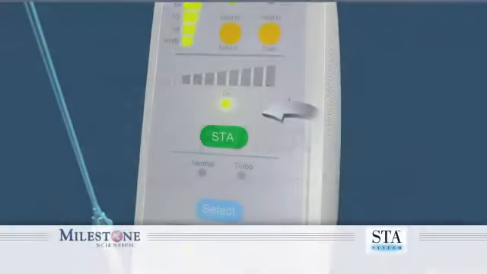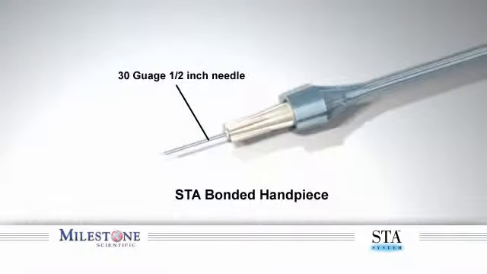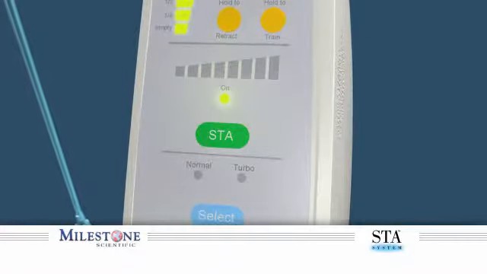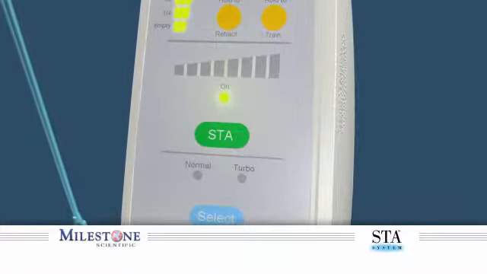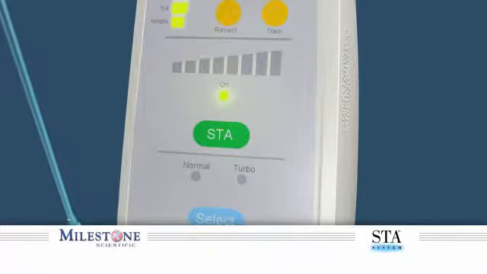Before you begin, verify the STA system is set to the STA mode. It is recommended that you use the 30-gauge half-inch bonded STA1 handpiece for this injection. Please note it is critical to use the STA mode for this injection to ensure that a safe and controlled single flow rate is maintained throughout this injection.